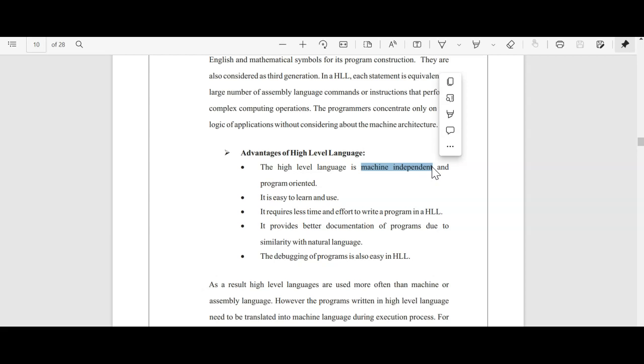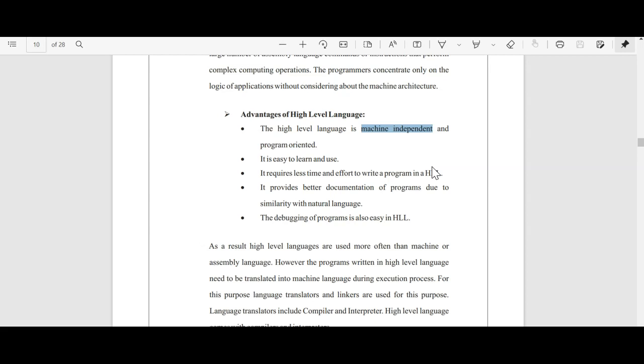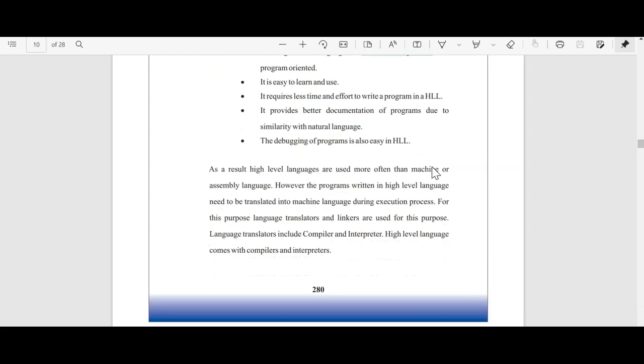And it is easy to learn and use. Why? Because it is based on English. It requires less time and effort to write a program, because you are just giving instructions to a computer in an English language, not exactly English, but you need to follow some rules. And it provides better documentation of programs due to similarity with the natural languages, and the debugging is very easy as compared to the low level languages. It is very easy to trace what the errors are and how you can reduce them.